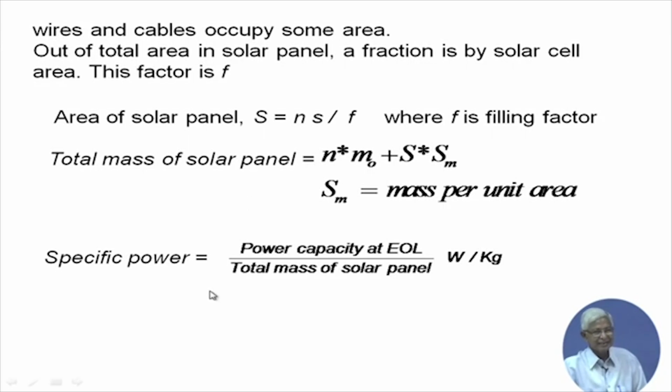That is the quality factor, the specific power. The specific power is the power capacity at end of life divided by the total mass of the solar panel. That is what you are launching, because area is not a concern; in space you have enough area to spread your wings. Here the specific power depends on how much mass you are launching. So the power generated at the end of life, I should say, power capacity at the end of life divided by the total mass of the solar panel, is in watts per kg, if the mass is in kg; if it is in grams, etc.